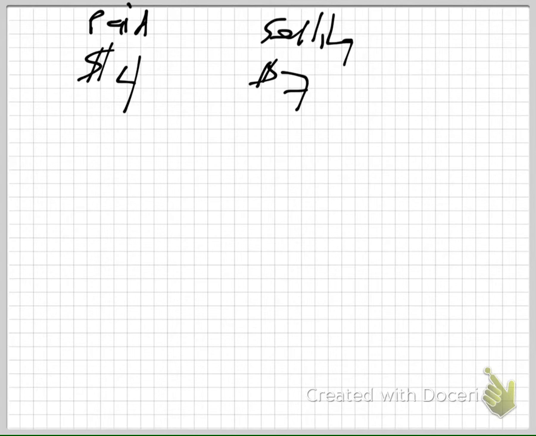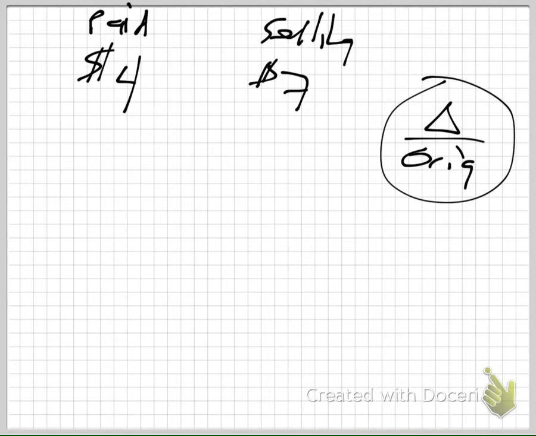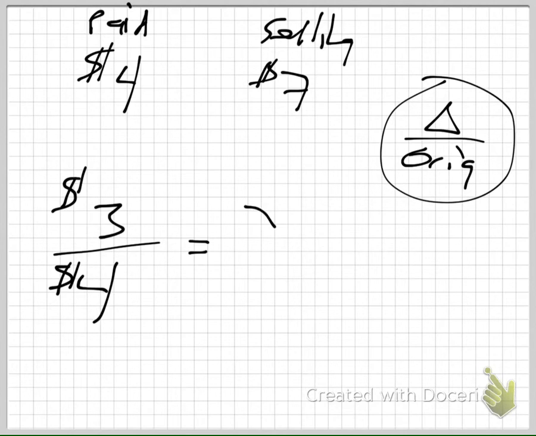So, here's the deal. Nothing changes here. What's the rule for when I want to find a percent of change? What's the formula? Change over the original. How much did it change? It changed $3. What was the original amount? $4. Does that make sense? It changed $3. I'm selling it for $7, and I paid $4, so it changed $3. And how much was the original? $4. 3 over 4 is what percent?